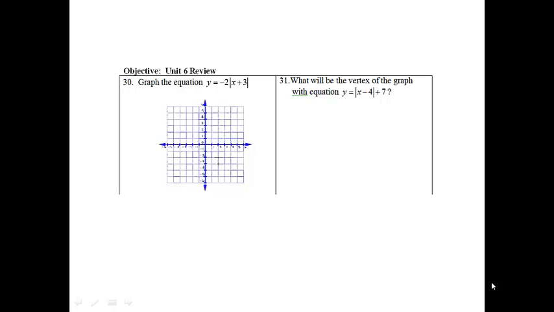Unit 6 review. Graph the equation y = -2|x + 3|. All right, you better know that if you see absolute value, it's going to look like a V. So let's figure out how this V is going to look.